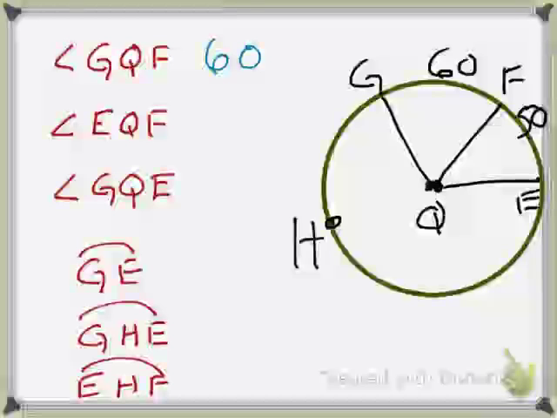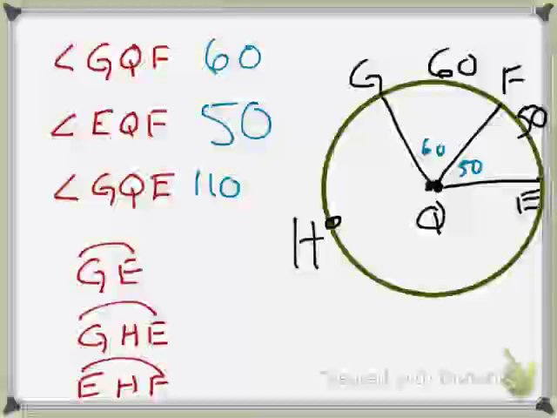EQF, 50. Again, central angle is equal to arc. So we know this angle is 60, this angle is 50 because that's what their arcs measure. GQE, 110. We could think about either our angle addition postulate here, adding up the two angles we just calculated, or the arc addition postulate, adding up the two arcs and thinking about that full angle at the center then.